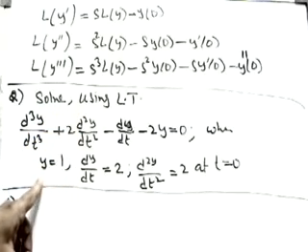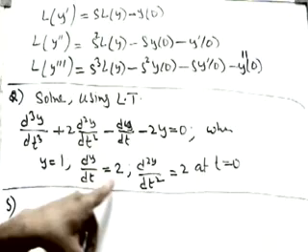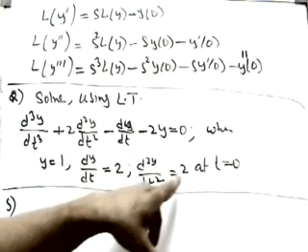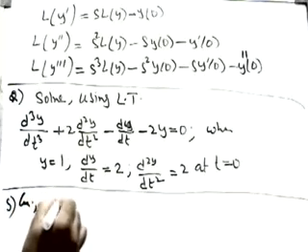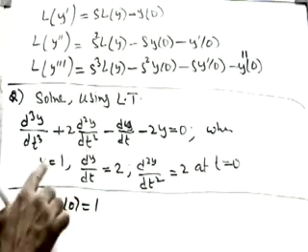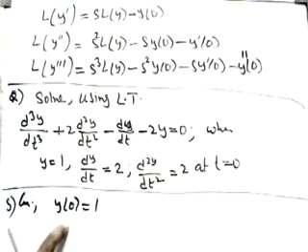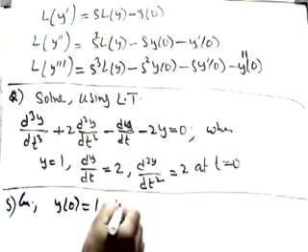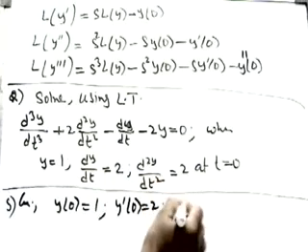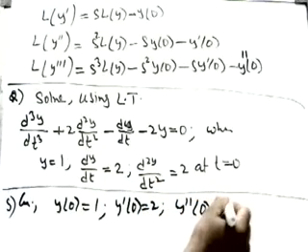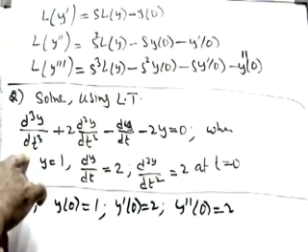Let me do this question. Solve, using y equals 1, dy by dt equals 2, d square y by dt square equals 2 at t equals 0. That is, I'll explain to you. Given y of 0 equals 1 at t equals 0, y dash of 0 equals 2, and y double dash of 0 equals 2.